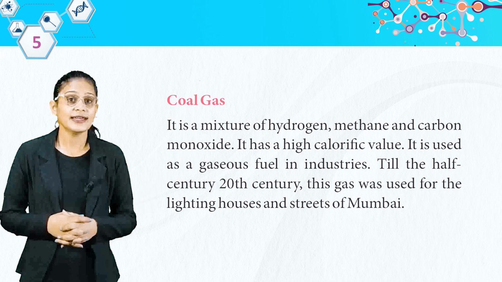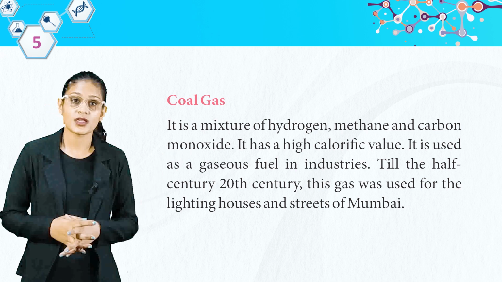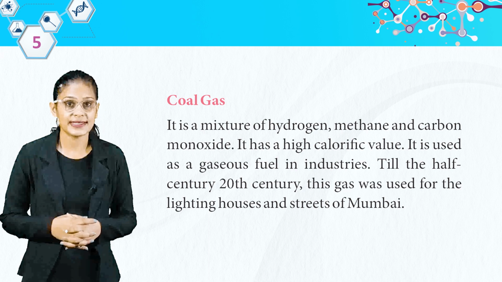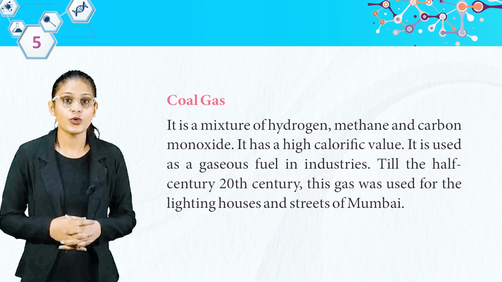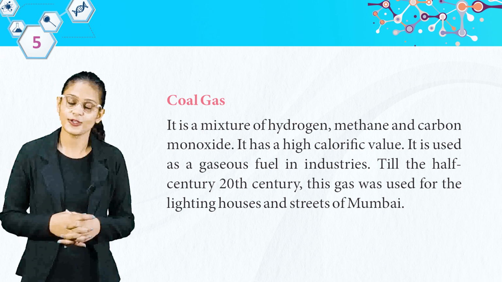Then coal gas. It is a mixture of hydrogen, methane and carbon monoxide. It has a high calorific value. It is used as gaseous fuel in industries. Till the half of the 20th century, the gas was used for the lighting of houses and streets of Mumbai.